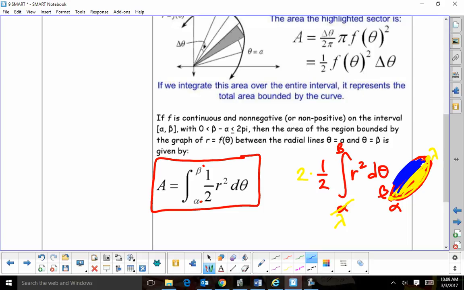Does the calculator have to be in polar mode during this, like when we're finding the area? No, your variable would just end up being x, and it's going to do the same thing.